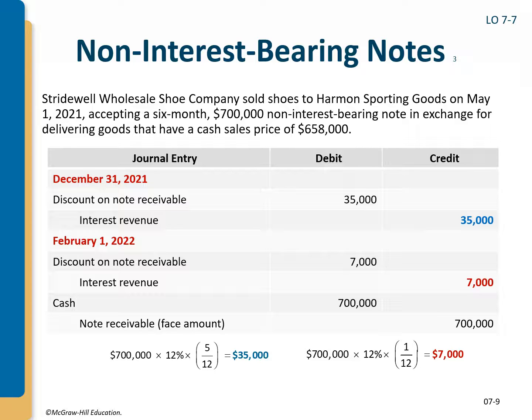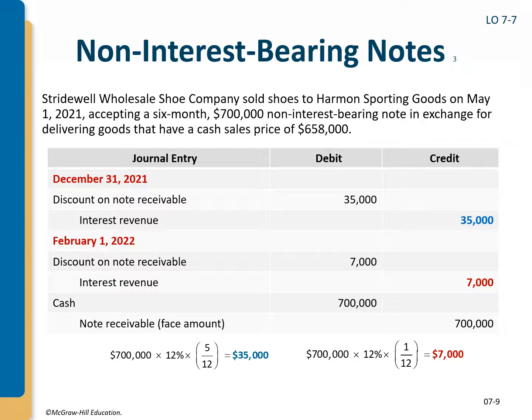Here's another example. Stridewell shoes is accepting a $700,000 non-interest bearing note. Okay, so it's the same example. Same journal entries we just saw when the note began and ended in the same accounting period. What happens if this note begins on August 1st and ends on February 1st? So this is now a 6-month note that began on August 1st.